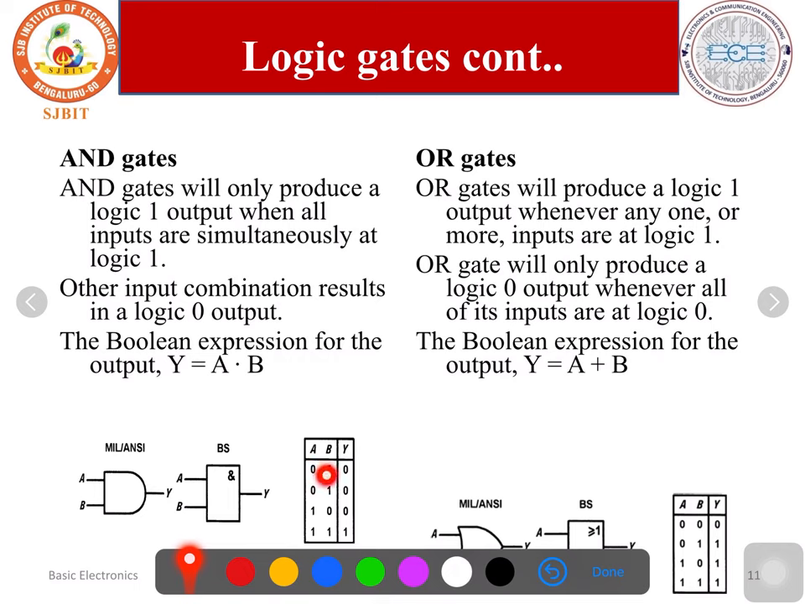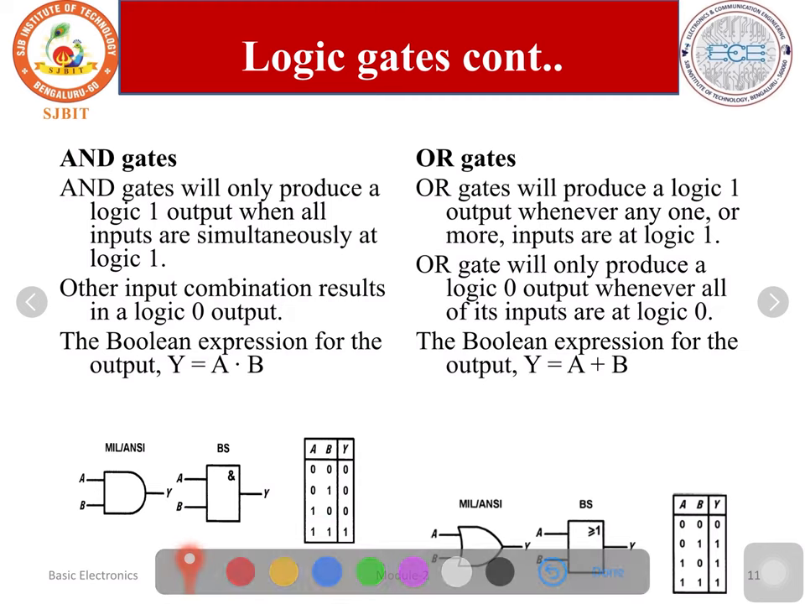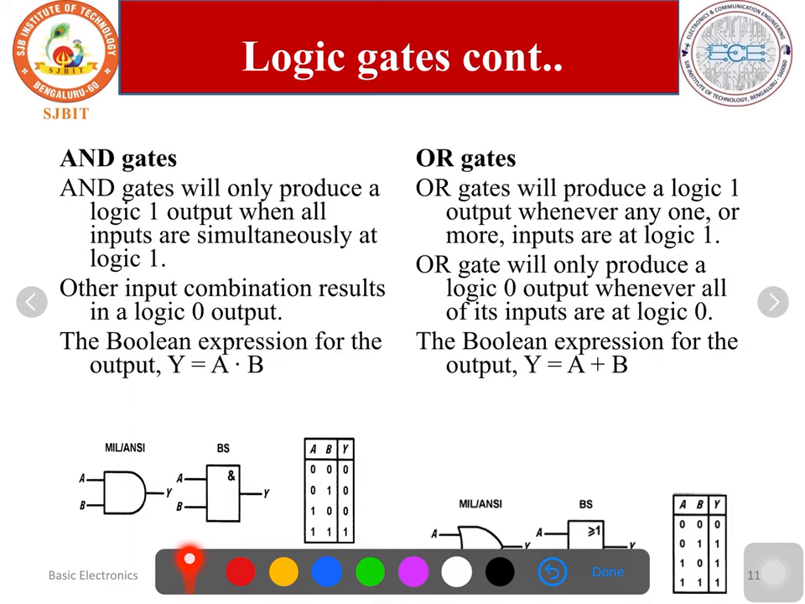If you apply 0 and 0, false and false, definitely the output will be false. False and true, definitely it is false. True and false, it will be false. Only when both are true is the output 1, because this is AND, 1 and 1. The Boolean expression for the output Y is equal to A and B.